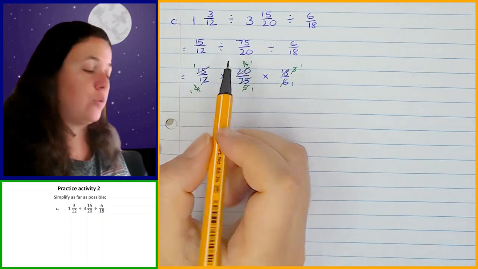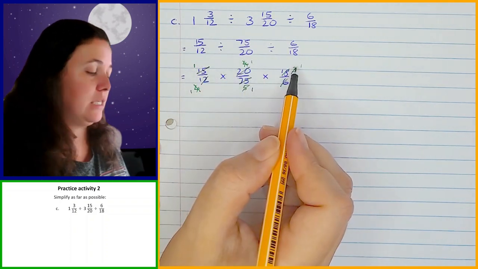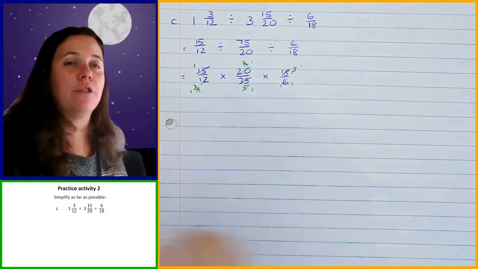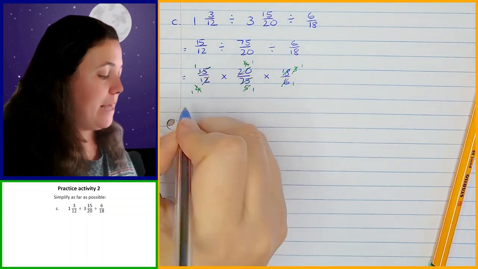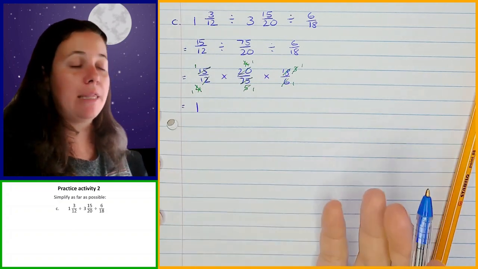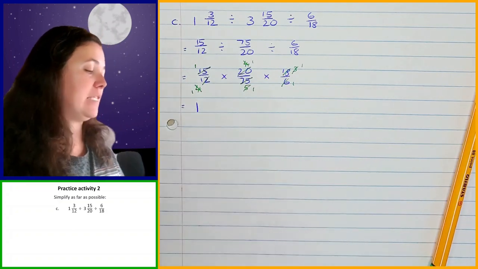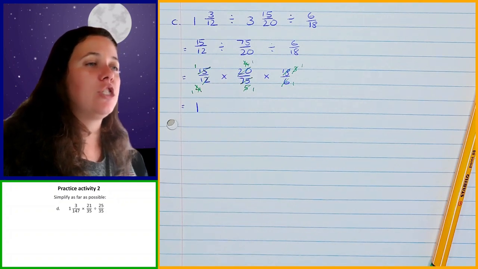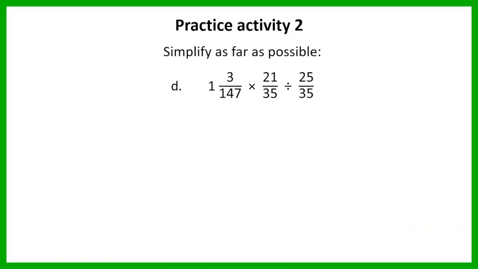So now what I'm left with is 1 times 1 times 1 in my numerator over 1 times 1 times 1 in my denominator. Every single thing has cancelled out. And when that happens, you end up with 1. It's 1 over 1, but we don't need to write that. We just write 1. Okay, so that's what you should have got for question C. And then the last question for today, question D, is this one over here. You've got 1 and 3 over 147 times 21 over 35 divided by 25 over 35. And I'm going to give you 2 minutes for this question as well.